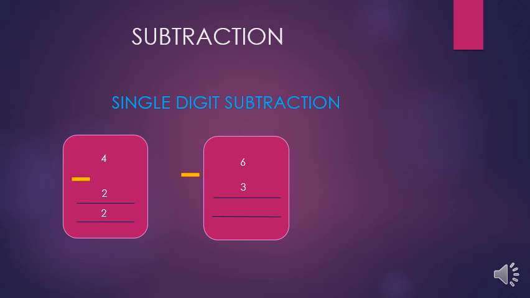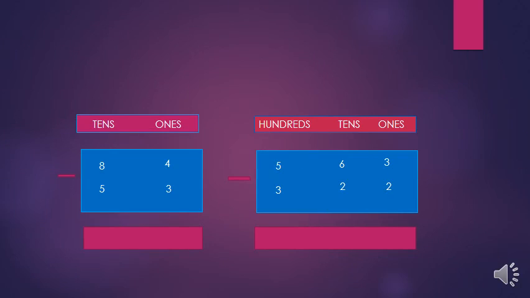Next, 6 minus 3. Hold 6 fingers. Minus 3. Just fold 3 fingers. How many fingers remain? 1, 2, 3. The answer is 3.